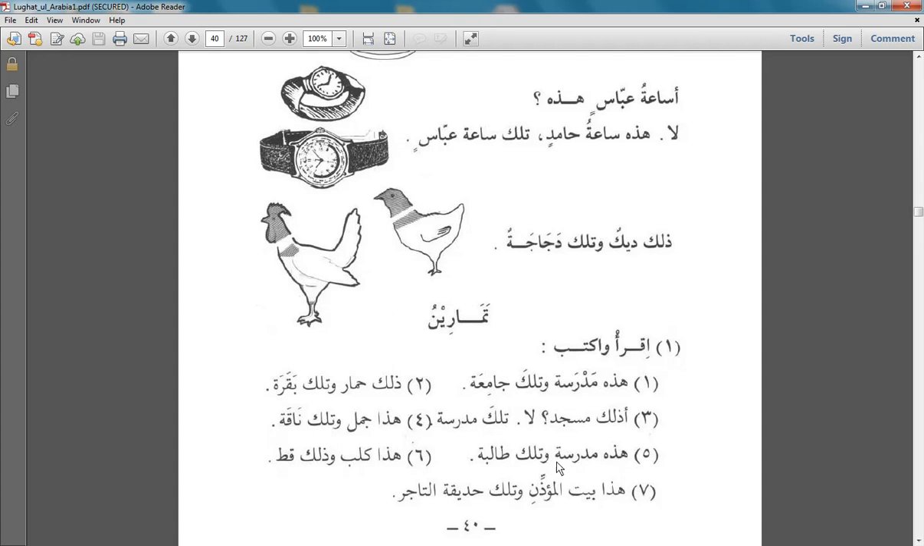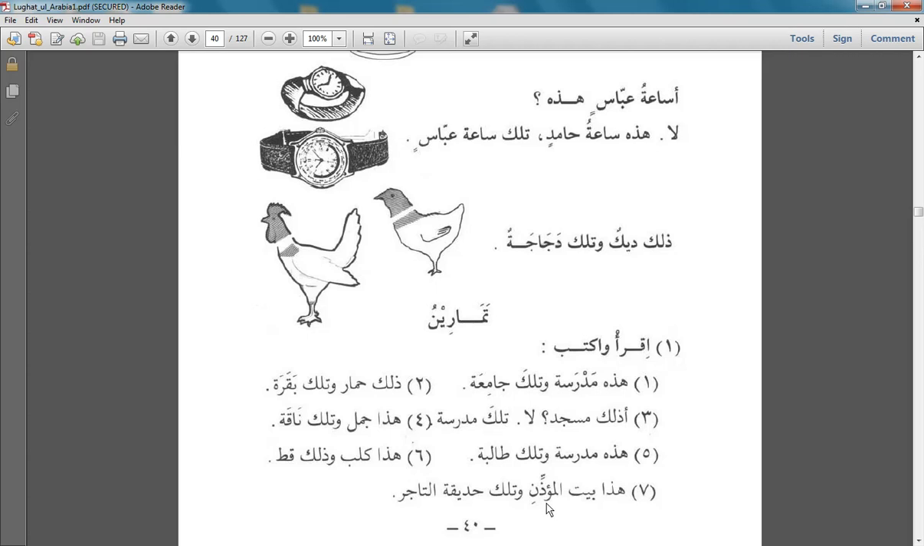هذه مدرسة وتلك طالبة. This is, sorry, this should be مدرسة. This is a teacher, a female teacher, and that is a student, a female student. So هذه and tilka, both for female, one for قريب, one for بعيد, one for near, one for far. هذا كلب وذلك قط. This is a dog and that is a cat.